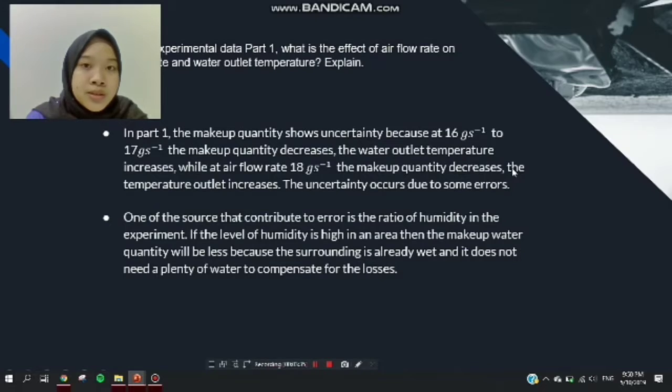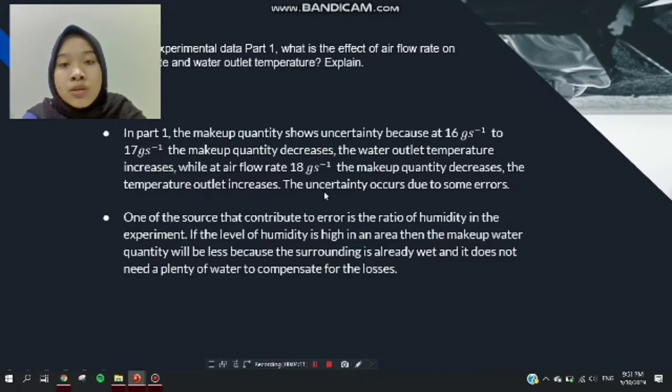The second question is, what is the effect of airflow rate on the makeup rate and water outlet temperature? In part 1, the makeup quantity shows uncertainty. From 16 grams per second to 17 grams per second the makeup quantity is decreasing and the water outlet temperature is increasing, but from 17 to 18 grams per second, the makeup quantity decreases and the outlet temperature increases.